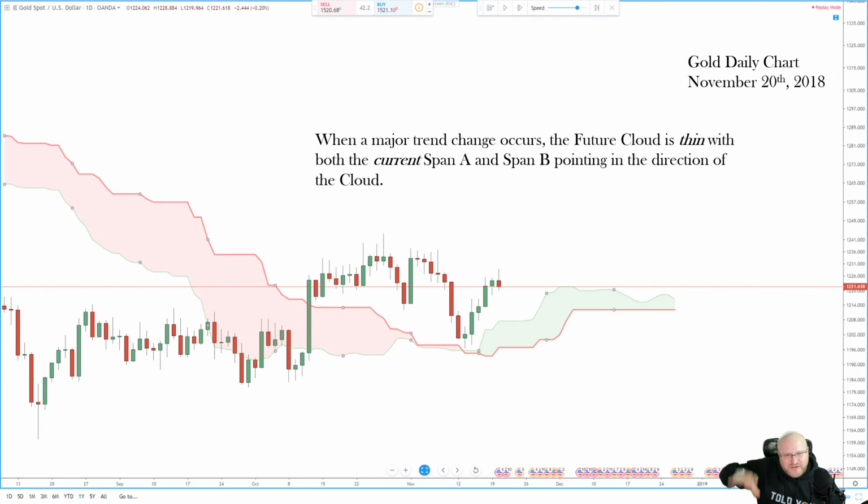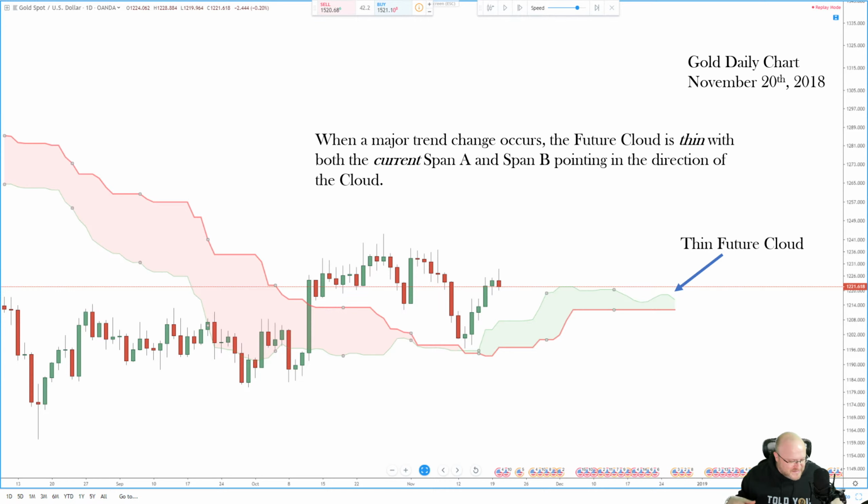And what he said is that when a major trend change occurs, the future cloud is thin, and both span A and B are pointing in the direction of the cloud. So what does that look like? Well, it looks like this. People ask, well, is that a thin cloud or thick cloud? I don't know. I mean, it looks thinner than the thicker clouds.